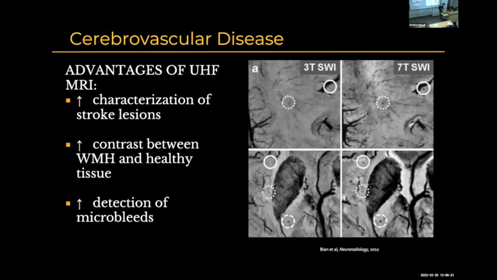Another important advantage of ultra high field is the detection of the microbleeds, which is significantly improved at 7 Tesla MRI, and this is again due to the increased susceptibility effect. And in fact, you can see that many lesions are actually not visible at 3 Tesla, but become visible at 7 Tesla, and this is important also for the prognosis of the patient.